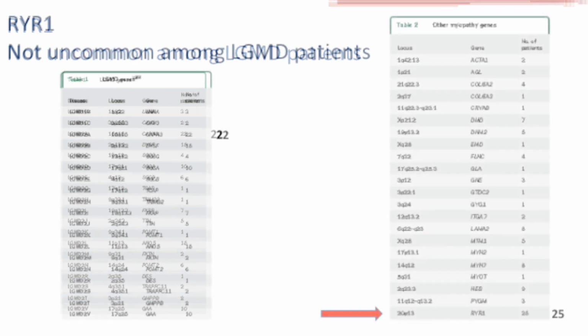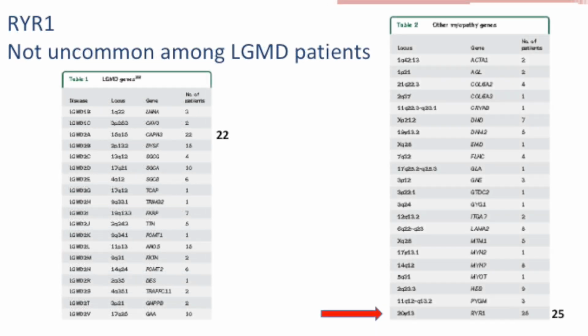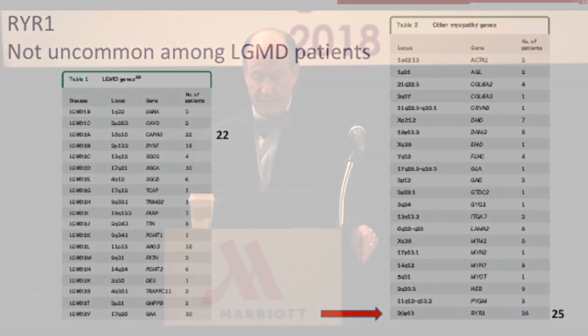But they also looked at genes that were associated with other muscle disorders. And when you looked at those, actually the most common of those was RYR1. And RYR1 amongst their undiagnosed limb-girdle muscular dystrophies was actually more common than any of the muscular dystrophies that are limb-girdle muscular dystrophies. So for me, I tend to consider RYR1 one of the limb-girdle muscular dystrophies when it presents in that fashion. This is another way of looking at genetic muscle disease.